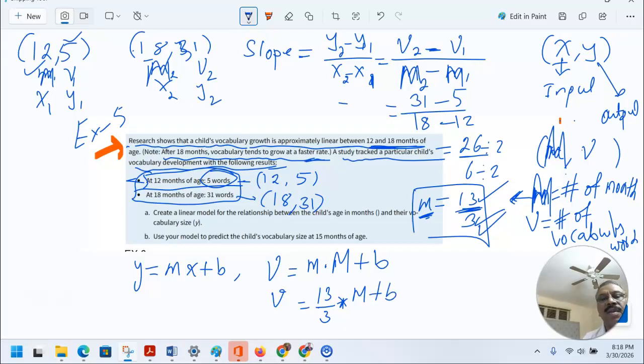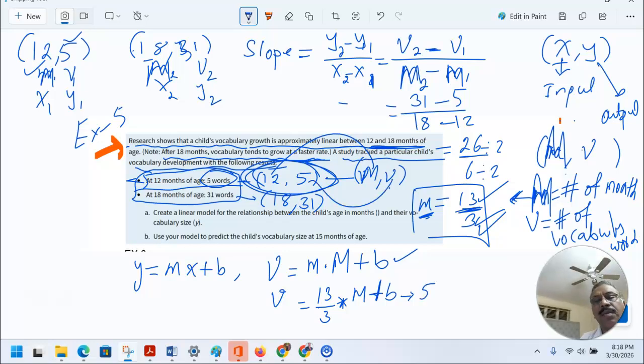And the next part is we need to find out what this B is, right? So for that, we have to plug in one of the points, M and V. So M is 12 and V is 5.